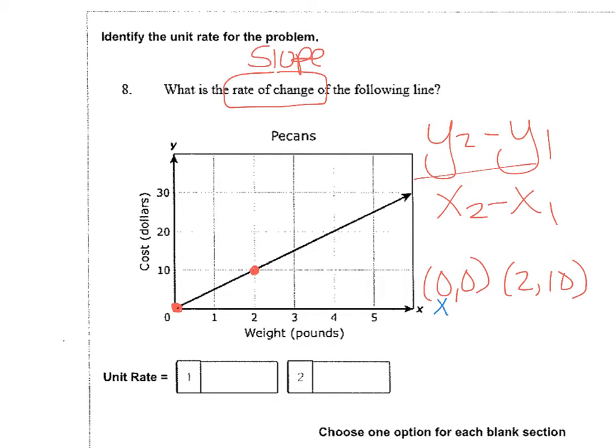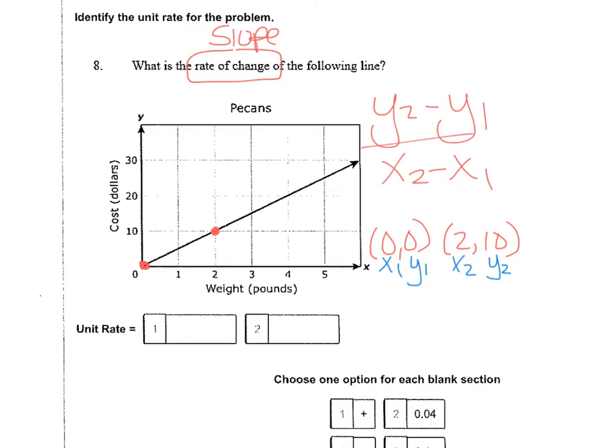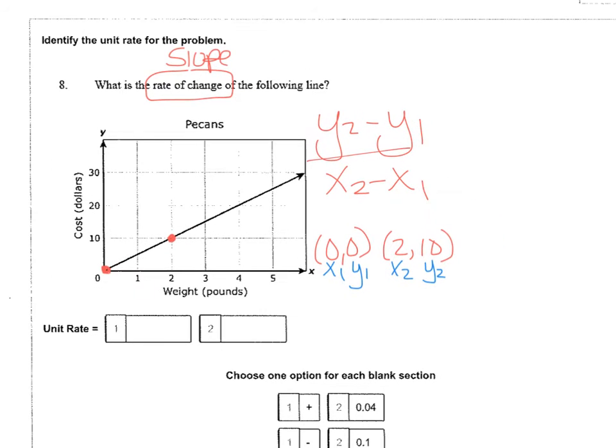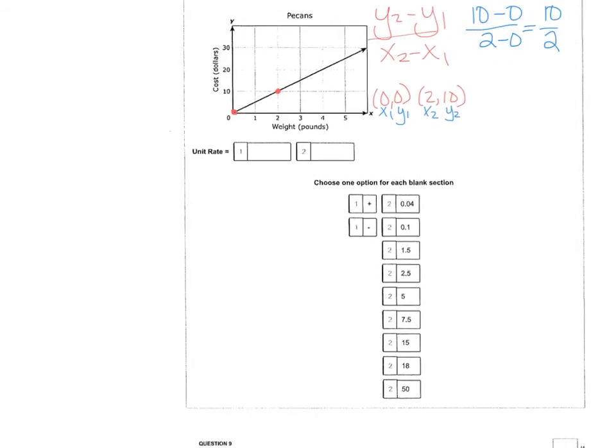And we're going to label them. Remember, it's always x and y. My 1s and my 2s. So I have 10 minus 0, and I have 2 minus 0. Last step, you're going to divide those two numbers and get your slope.